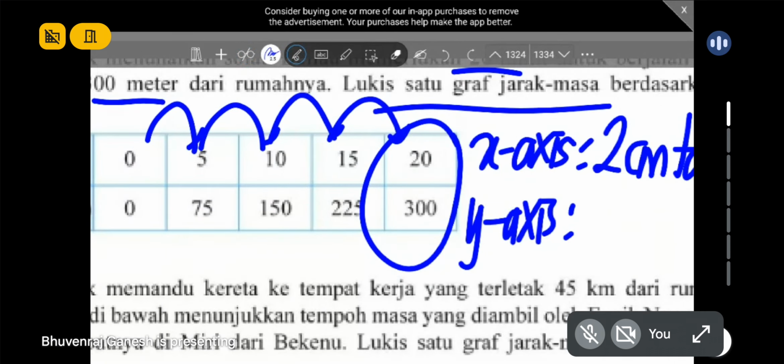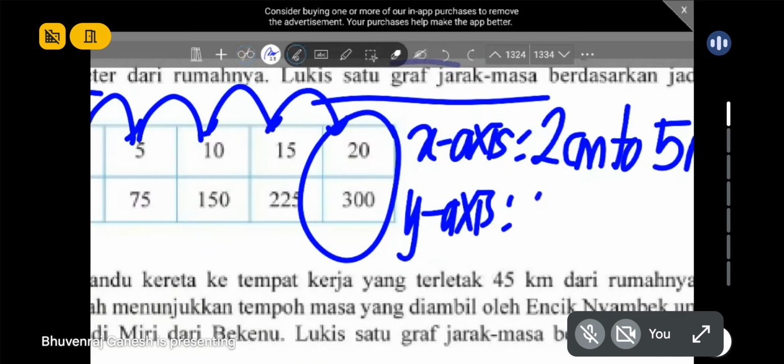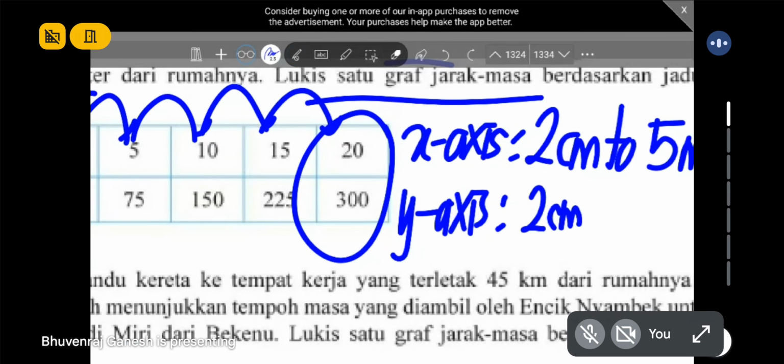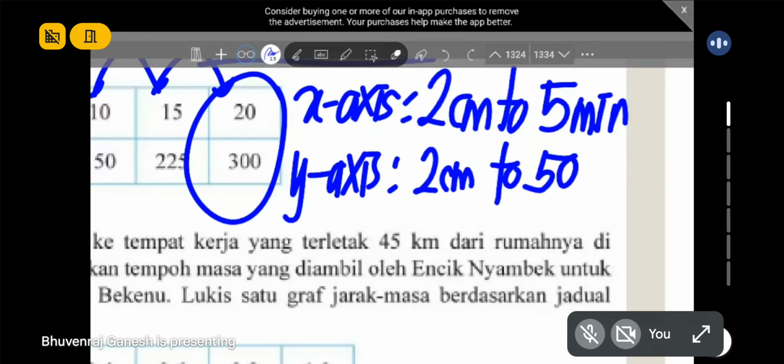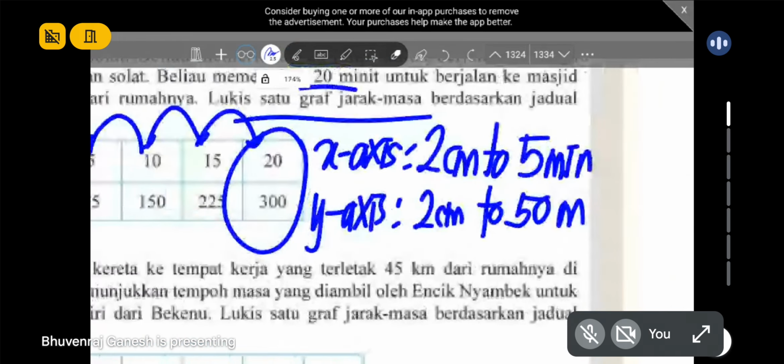50. Can? Boleh? 50 also can, yeah? Yeah, no problem. Okay, 2 cm to 50 unit. Can? Okay? So you can use this one, 50, 50 how much? Meter. Okay, 50 meter. Understand?